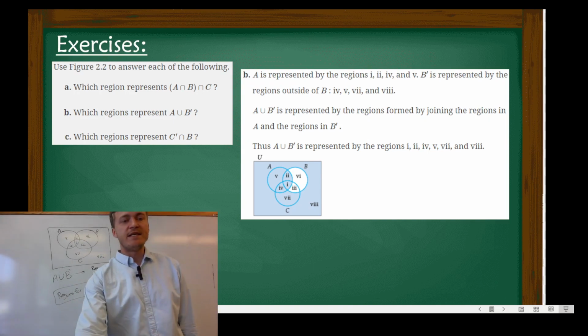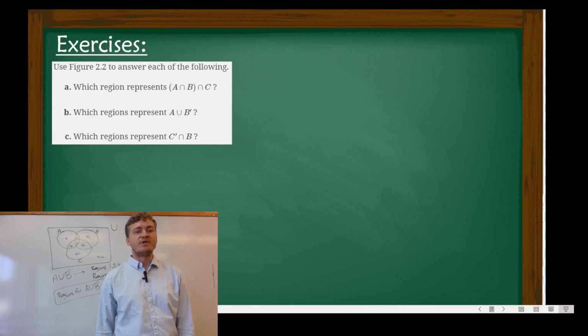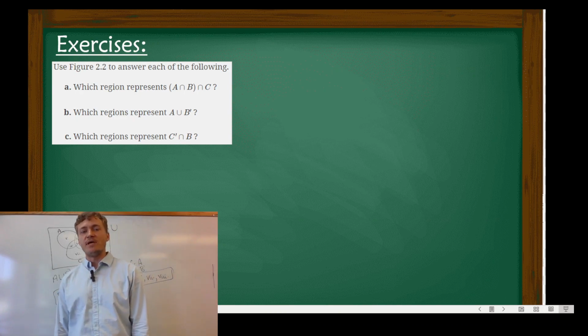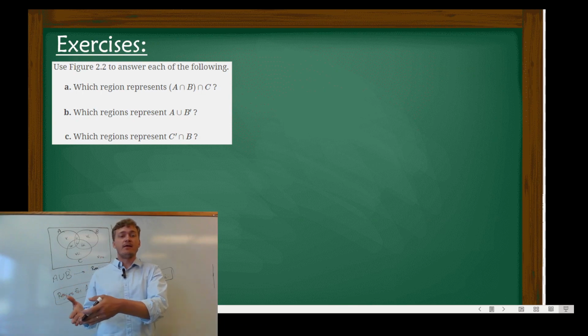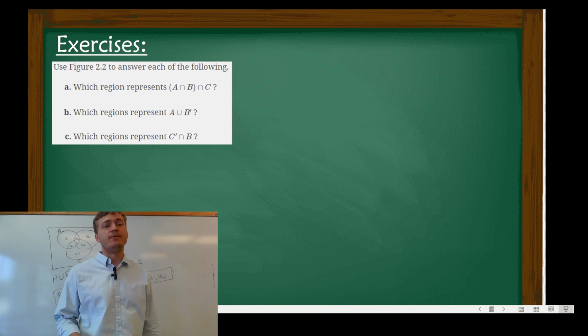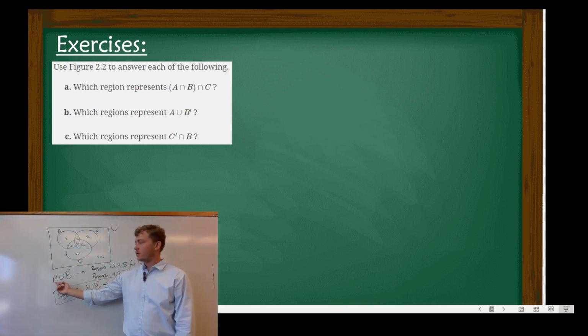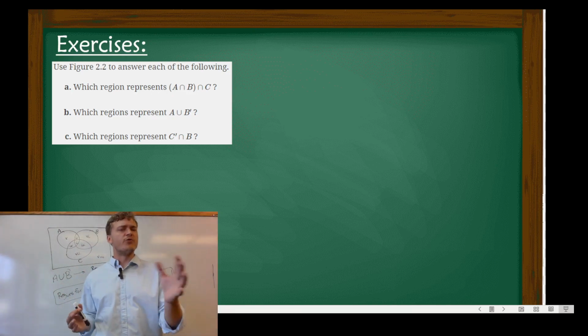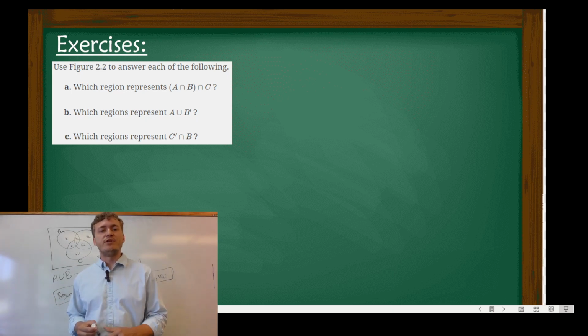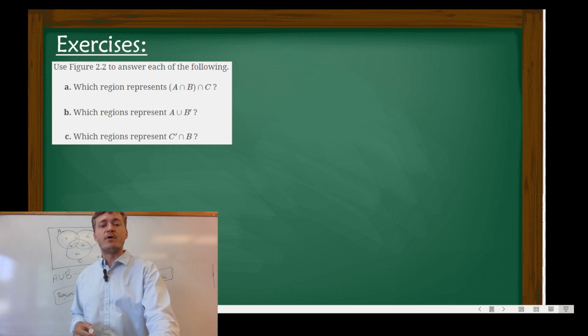Let's take a look at C now. Which regions represent C complement intersect B? That is all the elements that are in B and all the elements that are not in C. Once again, right, start here. Determine, just as we did before, the elements that are in C complement, or rather the regions, and determine the regions for B and see where they agree. See which ones are in both C complement as well as B. Pause the video now if you would like.